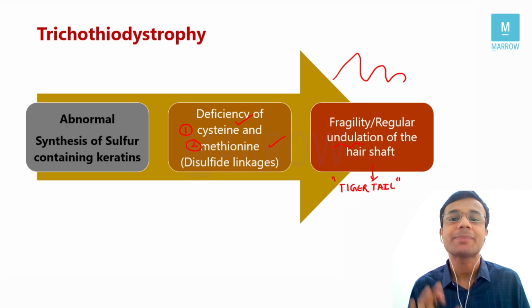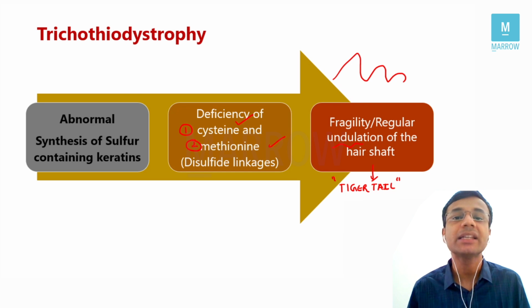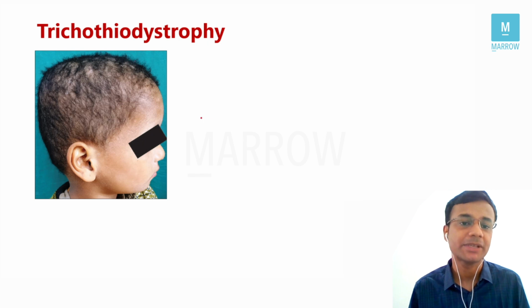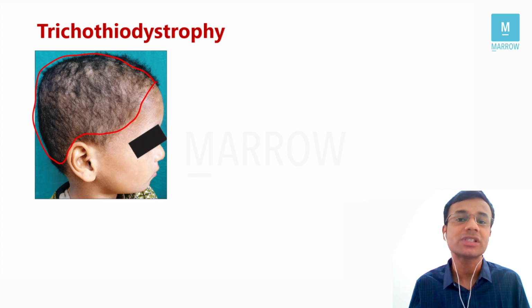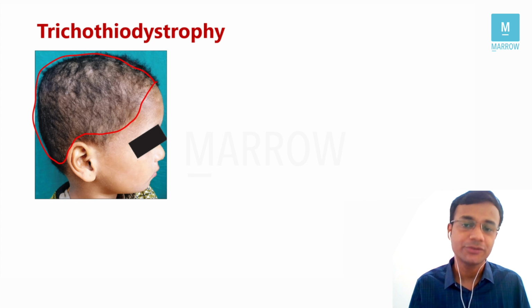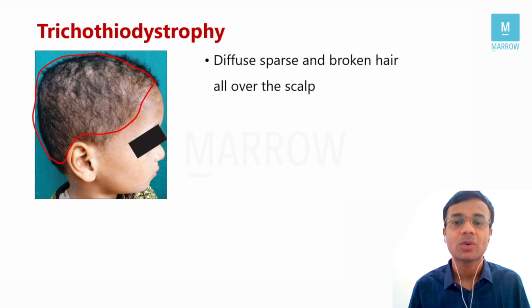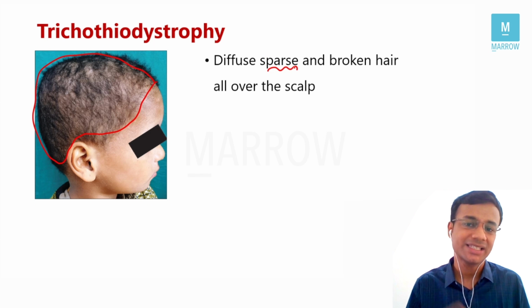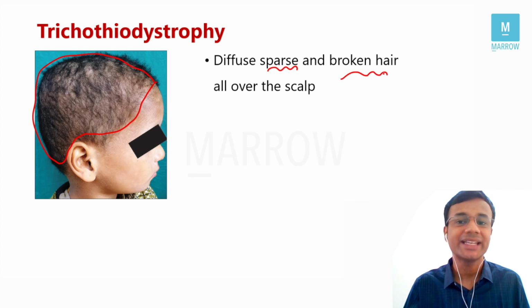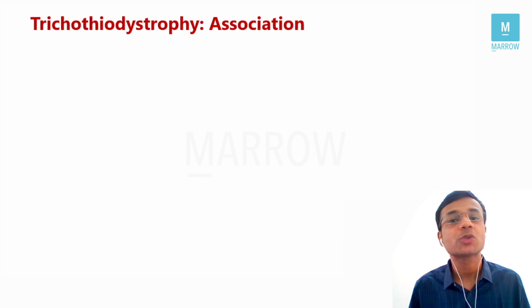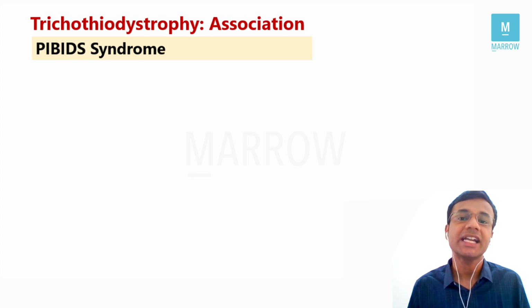Now let us see, how does a patient of trichothiodystrophy present clinically? So this is the clinical picture of the patient. So first, when you see the hair, what you get an idea is, it is a diffuse pattern. So the pattern is diffuse alopecia, and more than alopecia, what you get is sparseness of the hair. You see that the hairs are sparse and they are broken hair. Right? They are broken hair and sparse hair which start from childhood. And there is an important association which you also need to remember, which goes by the acronym of PIBIDS. PIBIDS. You need to remember the full form of this.